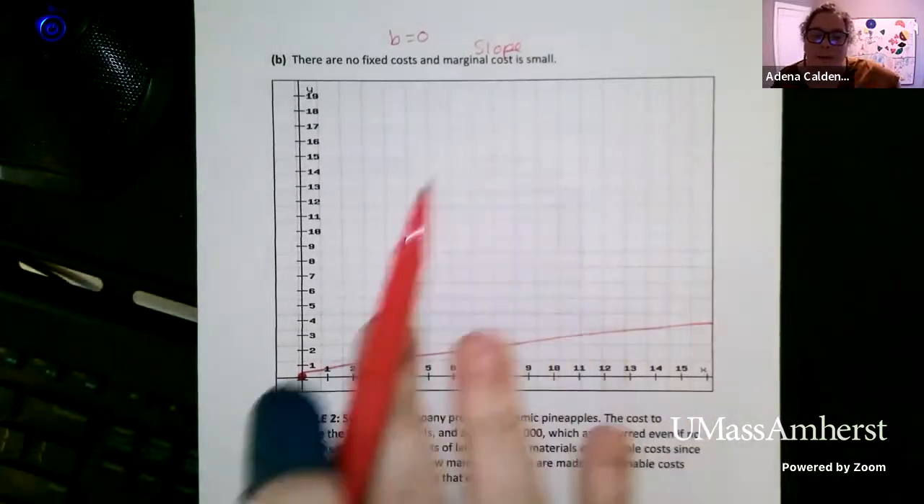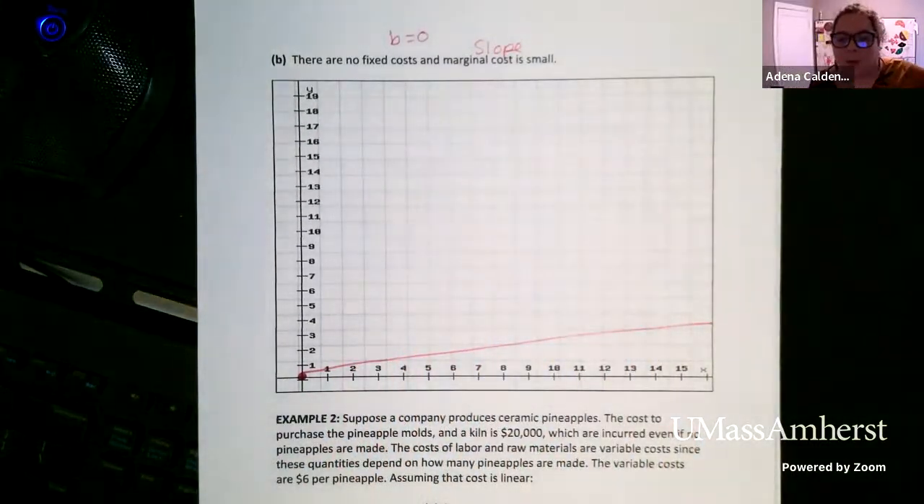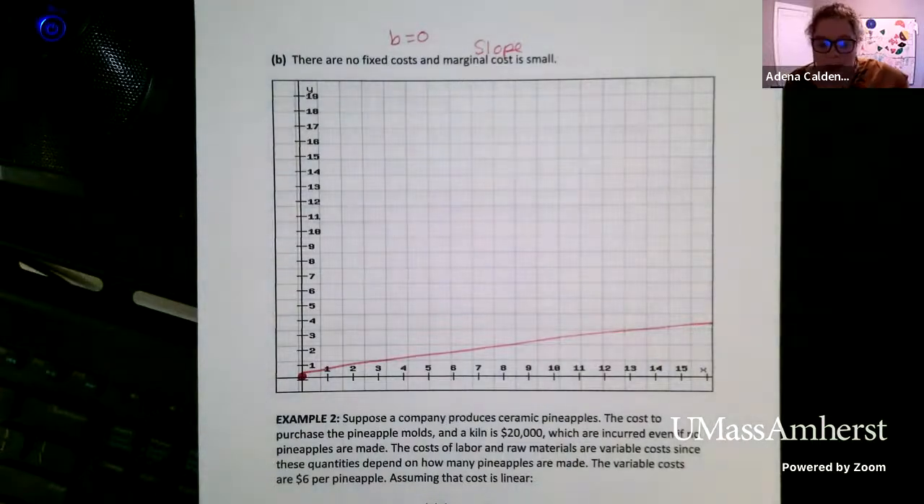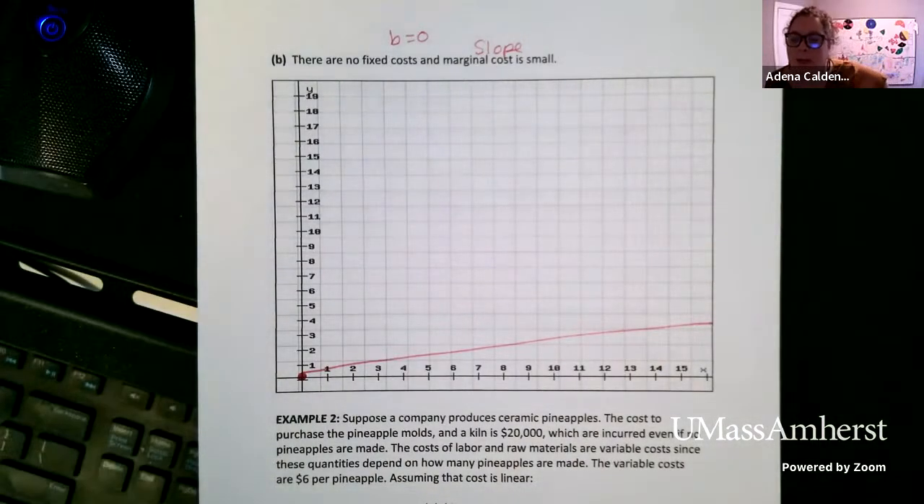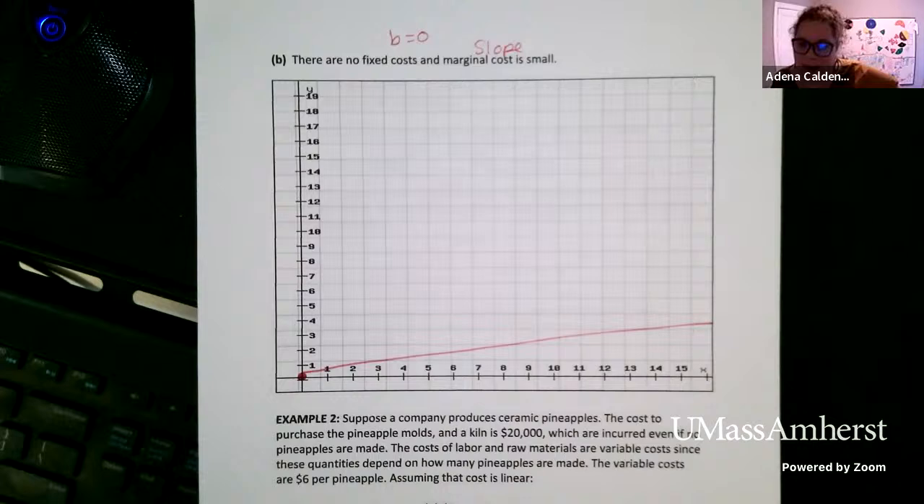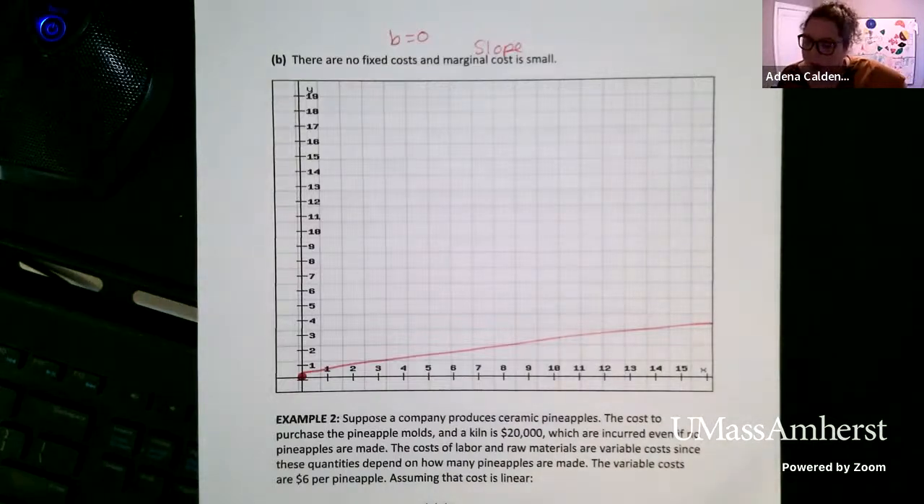So the point of this exercise is to think about how these words like small and big, right? What those mean and how we translate those mathematically, okay?